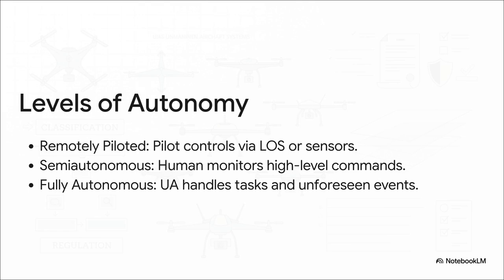Remotely piloted is what we're most used to. A pilot is directly controlling the stick. Semi-autonomous means the human is just giving high-level waypoint commands and the aircraft does the actual flying, while the human acts as a decision-making monitor. But fully autonomous, that is where the aircraft handles everything, unforeseen events, system health checks, without any human intervention whatsoever. As you can imagine, the moment a drone becomes fully autonomous, entirely new and massive regulatory hurdles pop up.